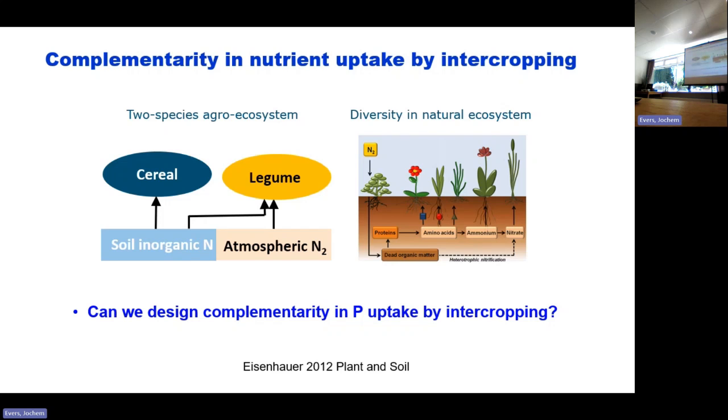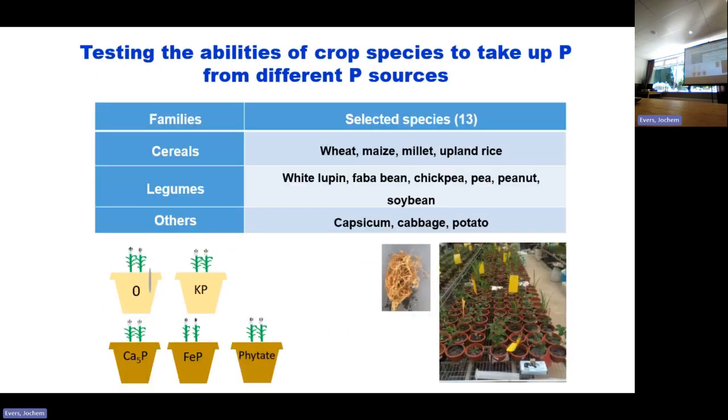Then we wondered, can we also test the complementarity in P uptake by intercropping? Because we know there are different P pools in the soil. So we hypothesized that two intercropped species can use different P pools, like the organic P or the inorganic P. So we did this pot experiment during my PhD study.